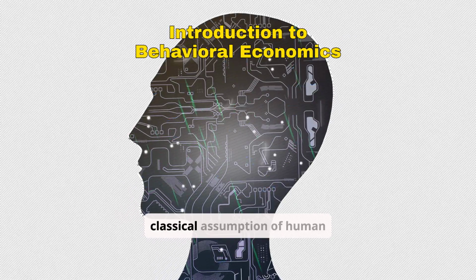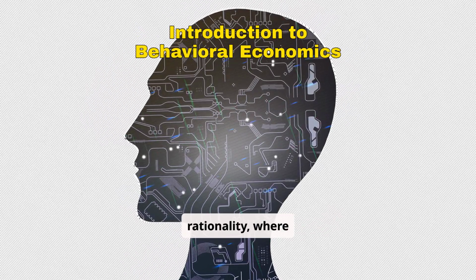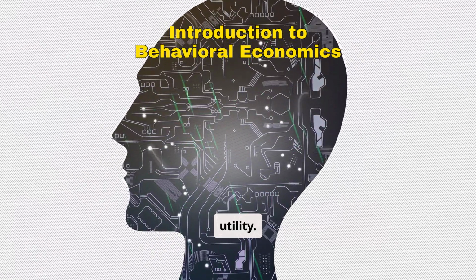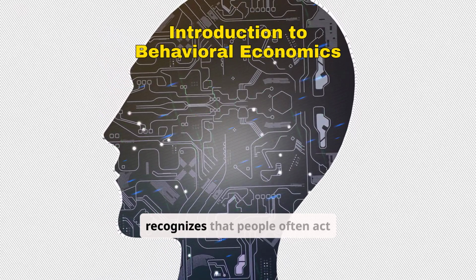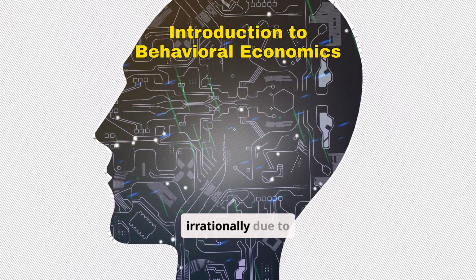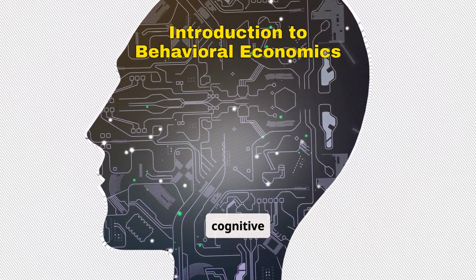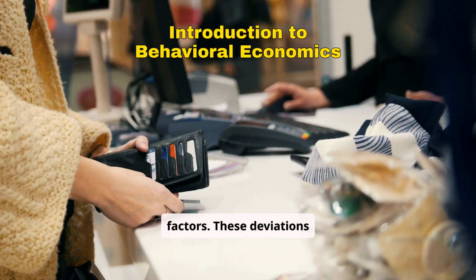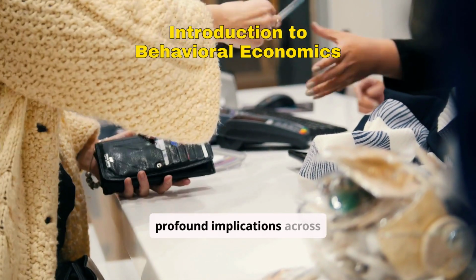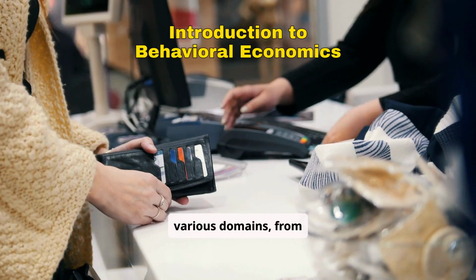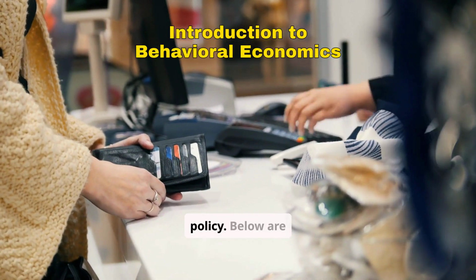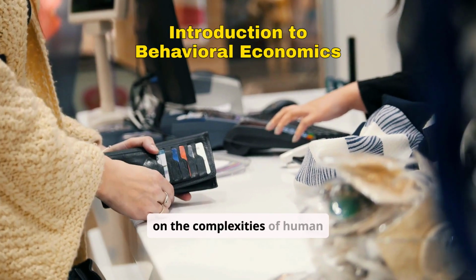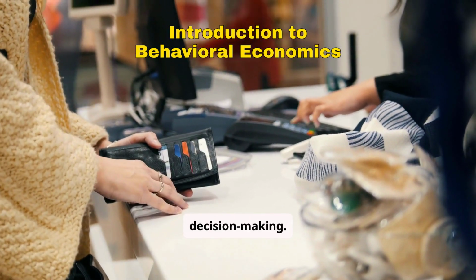It challenges the classical assumption of human rationality, where individuals are presumed to always make decisions that maximize their utility. Instead, behavioral economics recognizes that people often act irrationally due to cognitive limitations, emotional influences, and social factors. These deviations from rational decision-making have profound implications across various domains, from personal finance to public policy. Below are 10 key concepts in behavioral economics that shed light on the complexities of human decision-making.